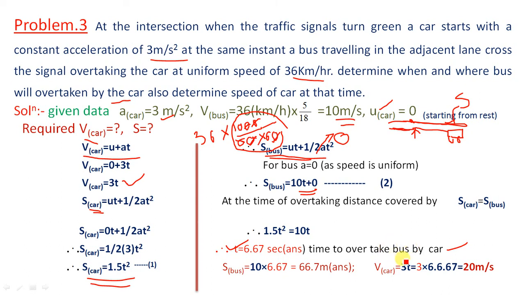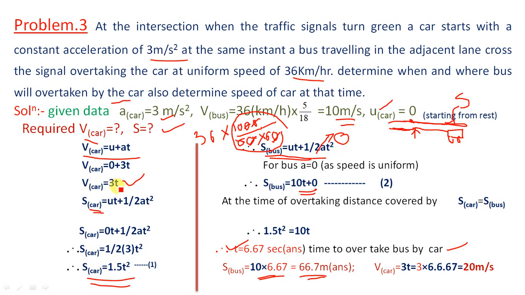Sorry, the bus will be overtaken by the car. This is the time required. Now S of bus, or the displacement of the bus, is 10 into t. So you will get 66.7 as the displacement of the car as well as the bus at the time of overtaking. So the first problem is over.